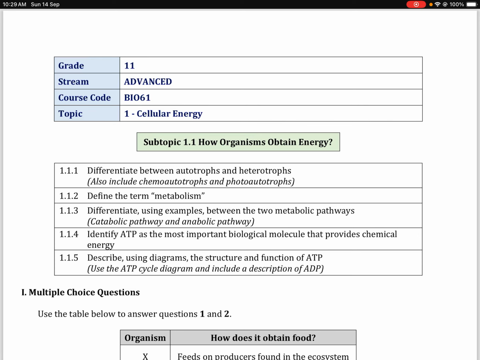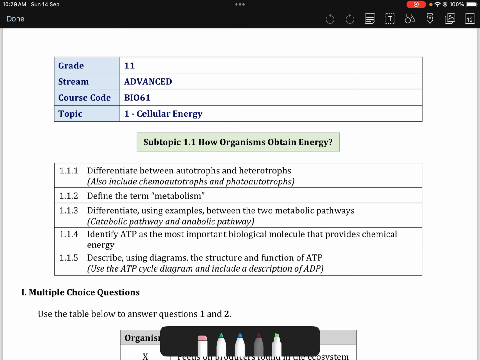Hi everyone. So today we will revise the first topic, that is 1.1, how organisms obtain energy, and we need to start with the definition of energy. What do we mean by energy? So let's start with that. It is the ability to do work, and organisms need energy. They obtain energy in different ways that we have to figure out today.